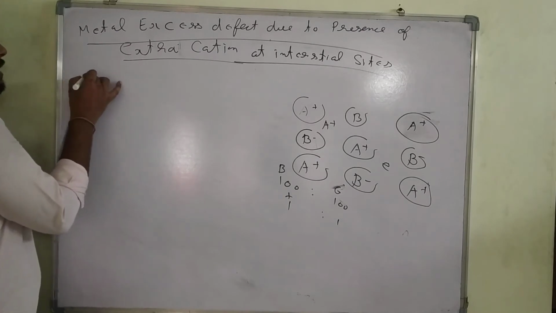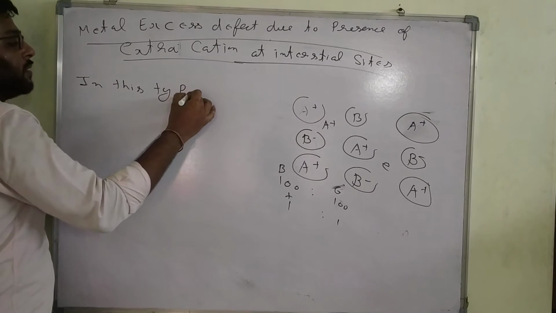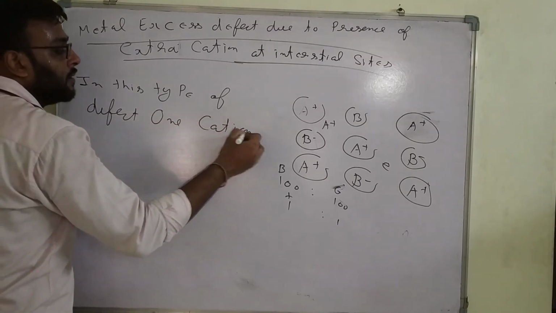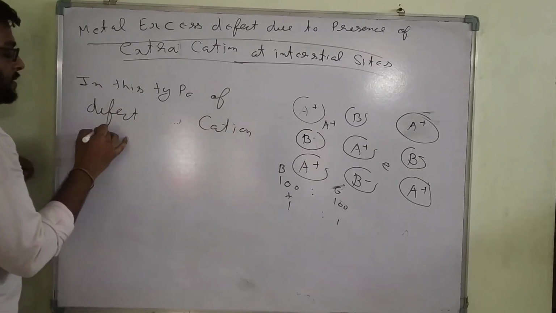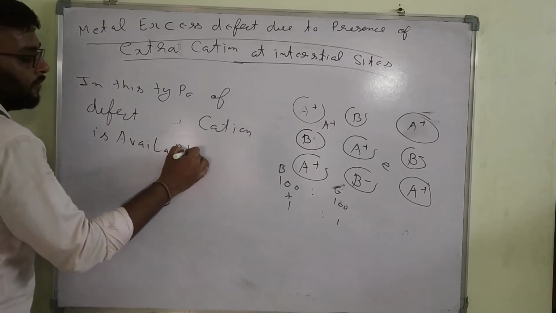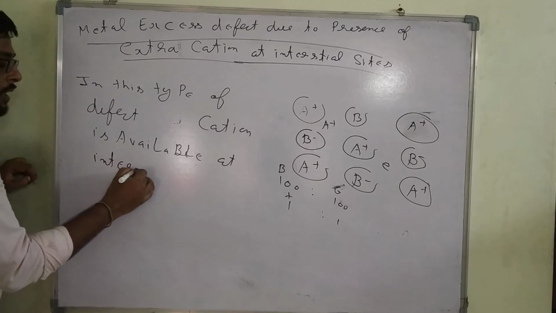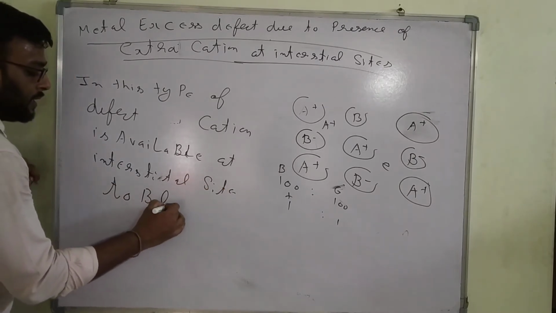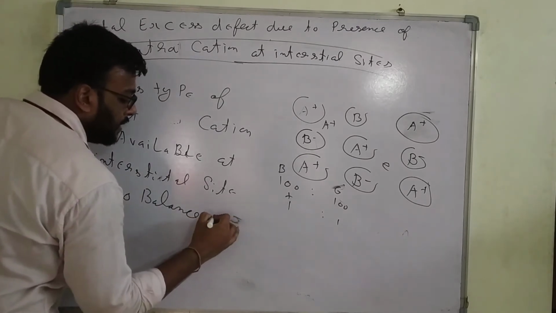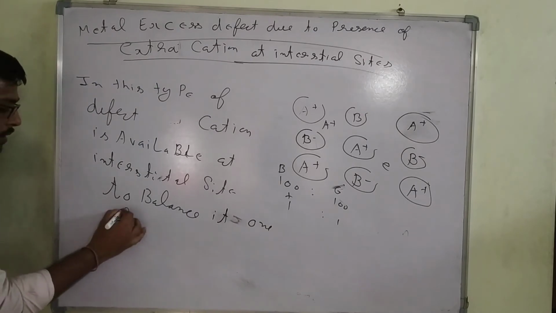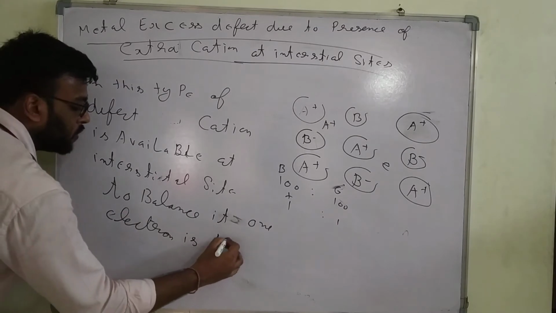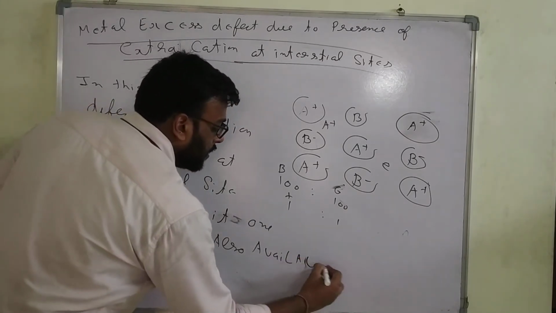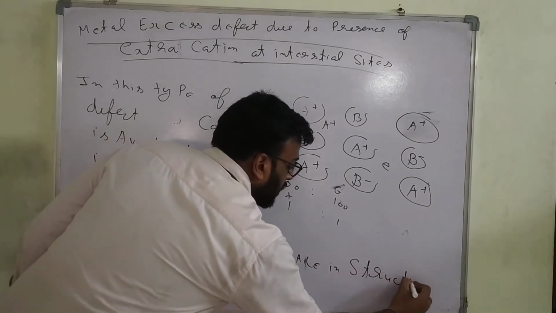In this type of defect, write down this point. In this type of defect, one cation is available at an interstitial site, and to balance it one electron is also available in the structure. Are you getting my point?